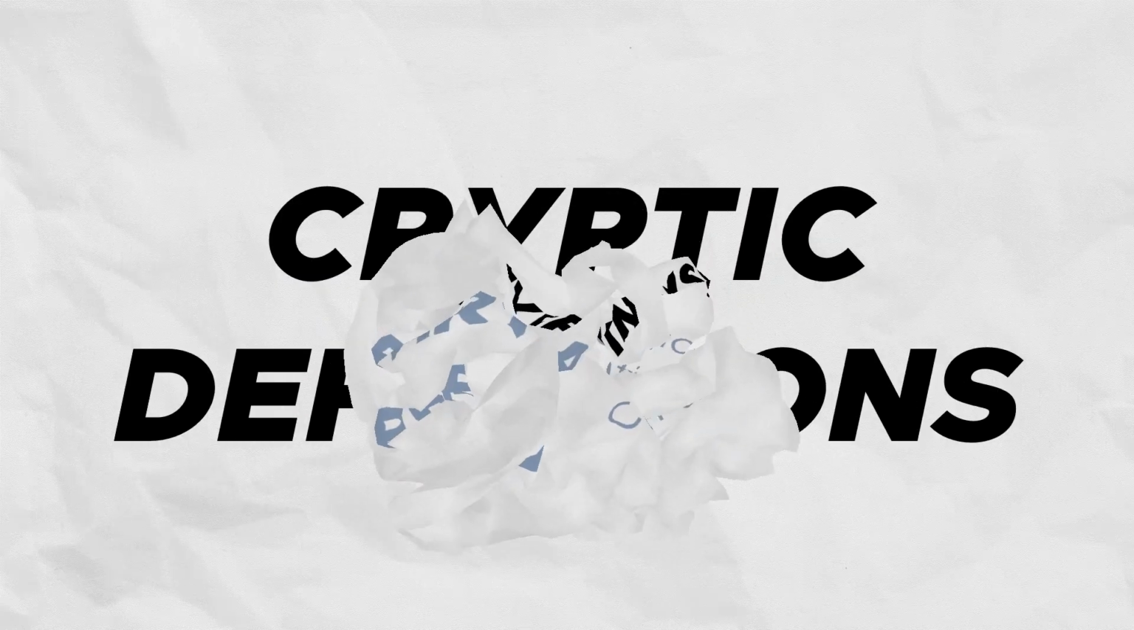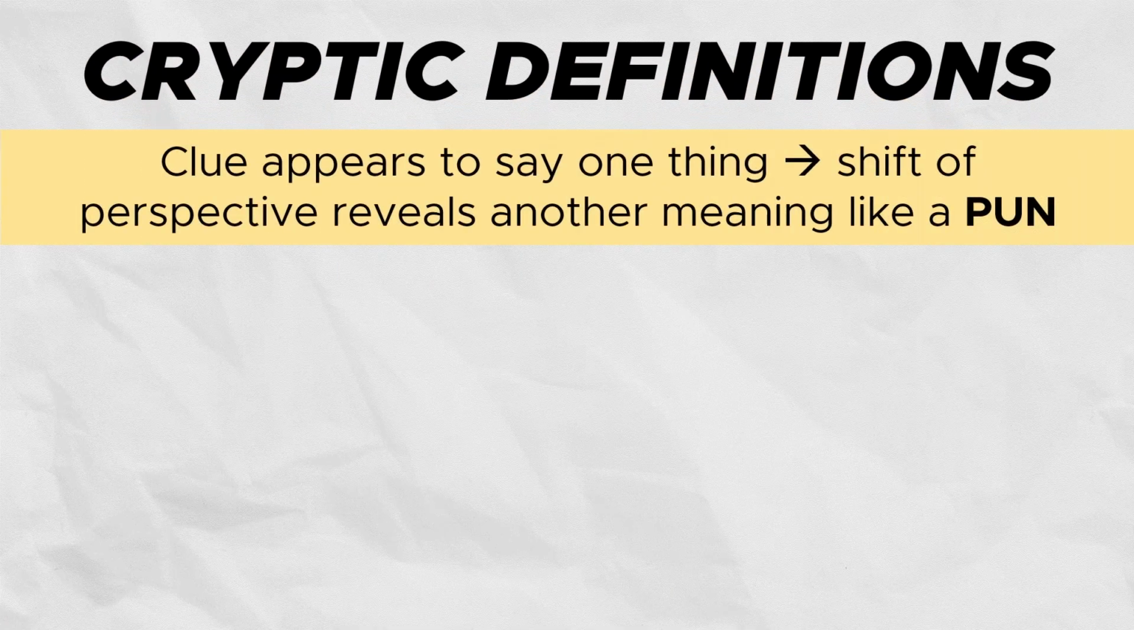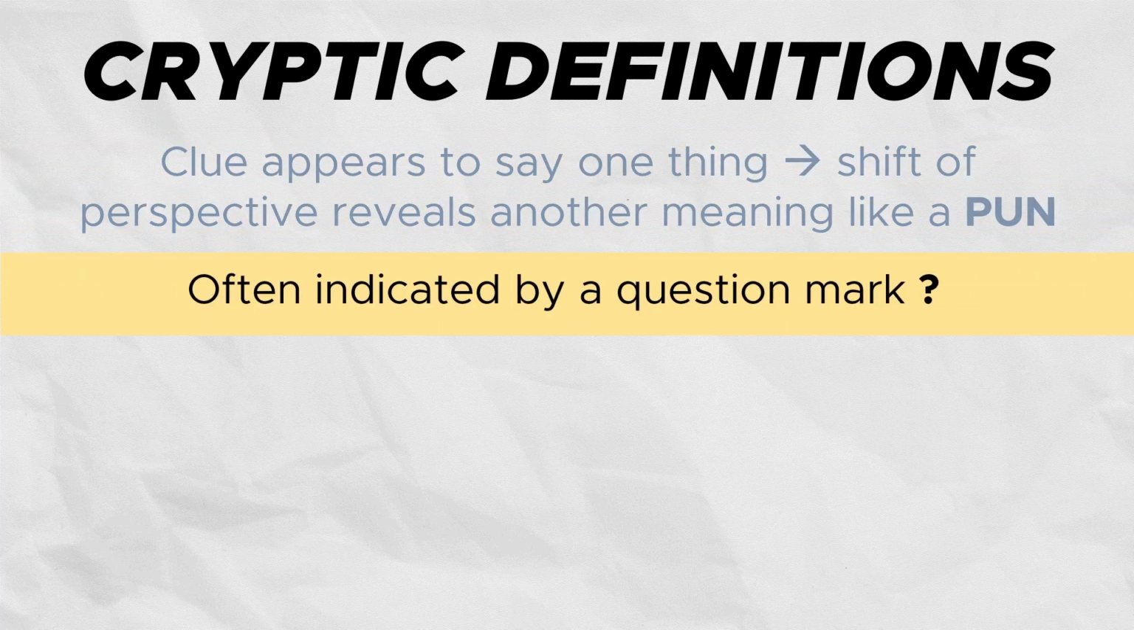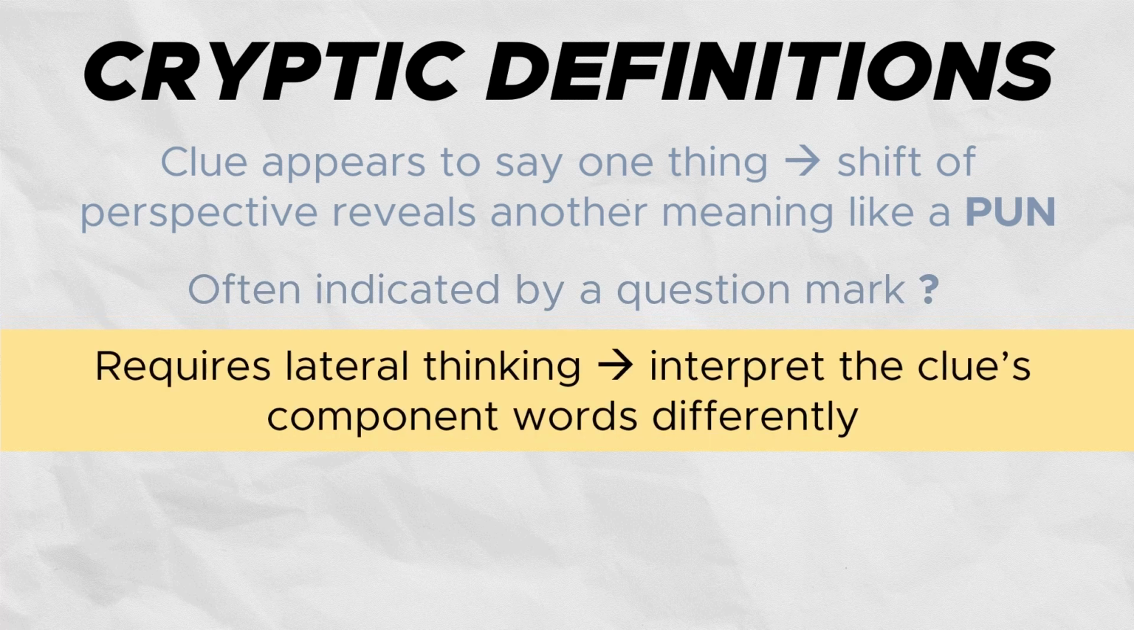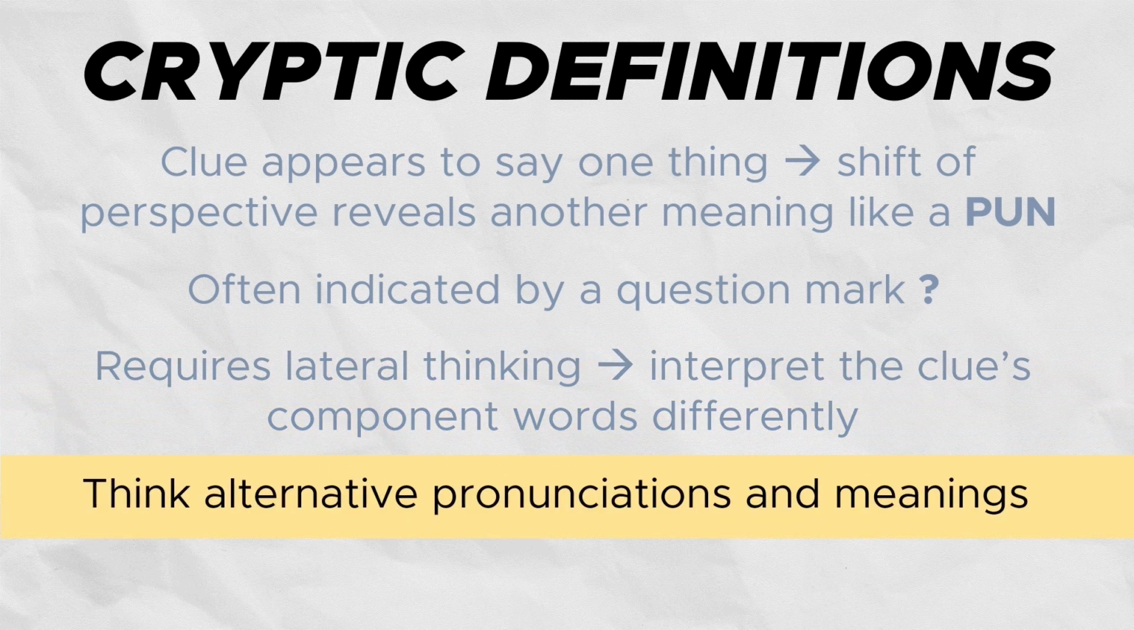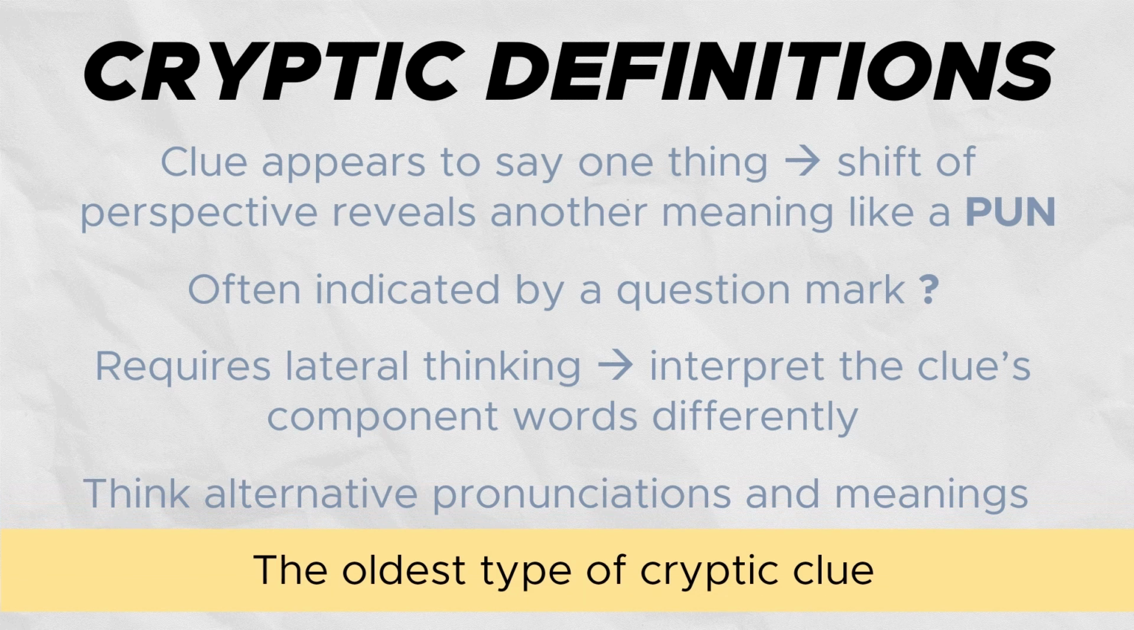Cryptic definitions. Here the clue appears to say one thing, but a shift of perspective reveals another meaning, just like a pun. They're often indicated by a question mark, and this kind of clue requires lateral thinking, where you have to interpret the clue's component words differently compared to normal. So try to think of alternative pronunciations and meanings. This is perhaps the oldest type of cryptic clue, appearing in crosswords from the 1920s and 30s.